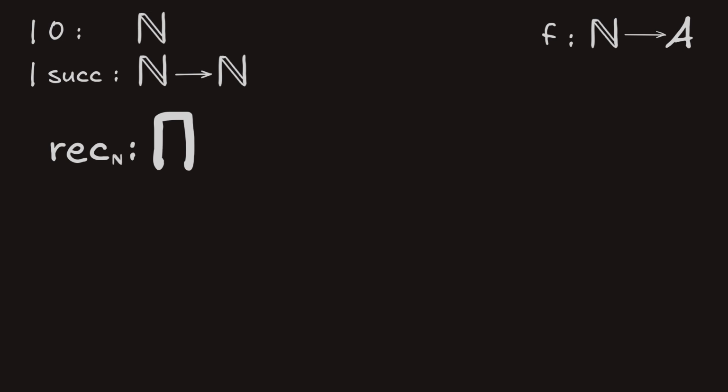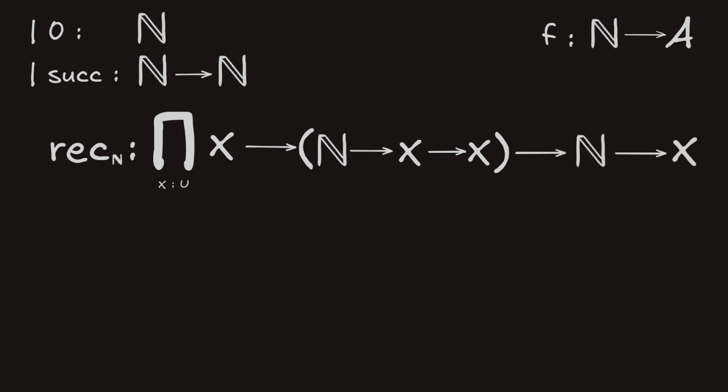First, we pick an output type. Let's call it x. Then we pick a term in x to which the number 0 is mapped. This will be the first term in our sequence. Next, we construct a function that, given some number and its corresponding term in x, returns the next term in the sequence. Finally, we are left with a function that maps any number in n to a term in x.